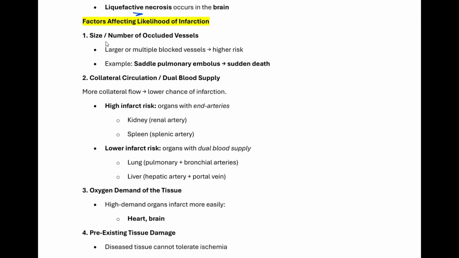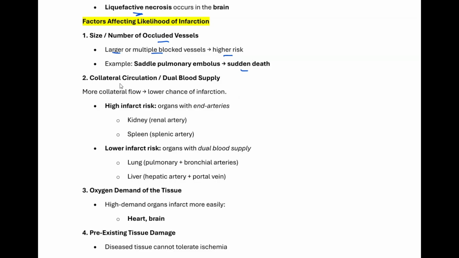So one is the size and the number of occluded vessels. If you have a very large vessel or multiple vessels that have been blocked, then that increases the risk of ischemia leading to infarction. A classic example is saddle pulmonary embolus, whereby somebody had a big pulmonary embolism, which could lead to sudden death, right? Because with a big pulmonary embolism, that will suddenly increase the right-sided afterload, and that could make the cardiac output equal to 0, and that patient could die.